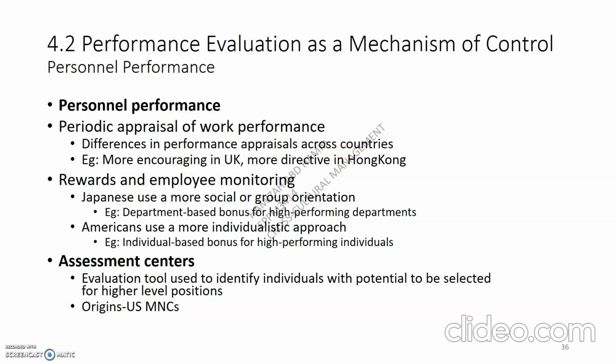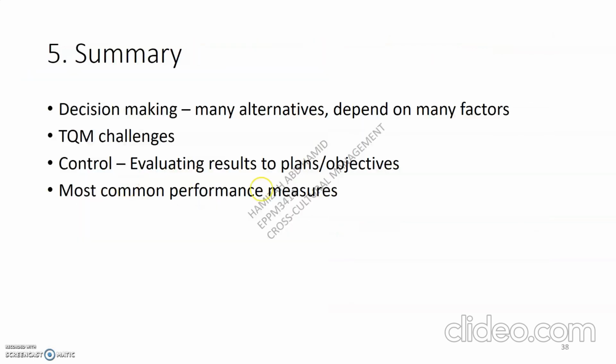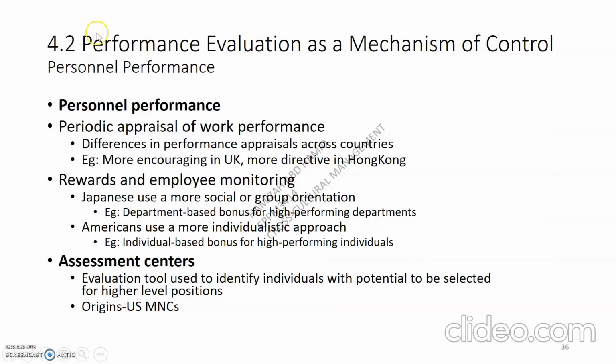In terms of reward and employee monitoring, the Japanese use a more social or group orientation. So bonuses are delivered through department days. But Americans use a more individualistic approach, so bonuses are based on individuals. Here, Japanese will focus on how well you work with other people. Americans will appraise you and highly regard you if you work competitively.